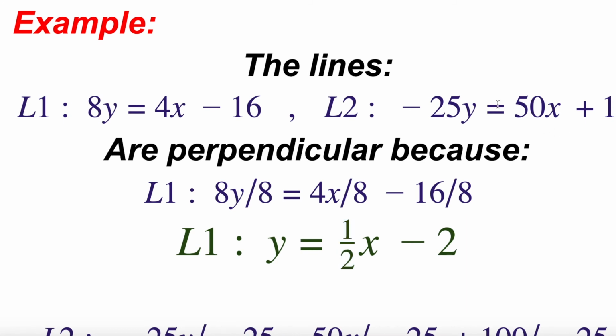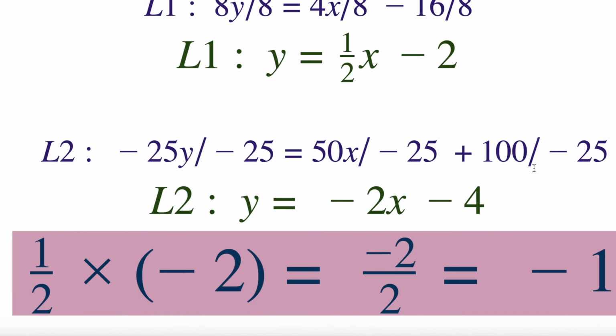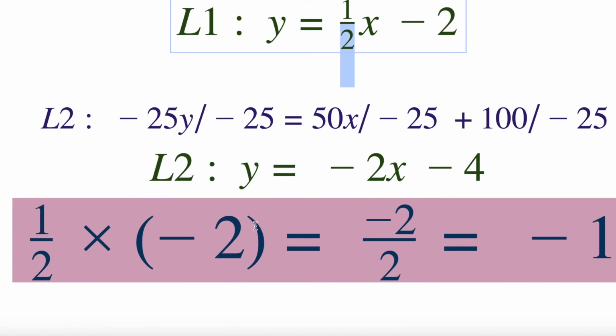Now the second one. I will divide everything by negative 25, so y will be isolated, and 50x divided by negative 25, the answer is negative 2. 100 divided by negative 25, the answer is negative 4. So the second slope is negative 2. The first slope is half. Let's multiply them by each other. Half times negative 2, the answer is negative 2 over 2, which is negative 1. So they are perpendicular.